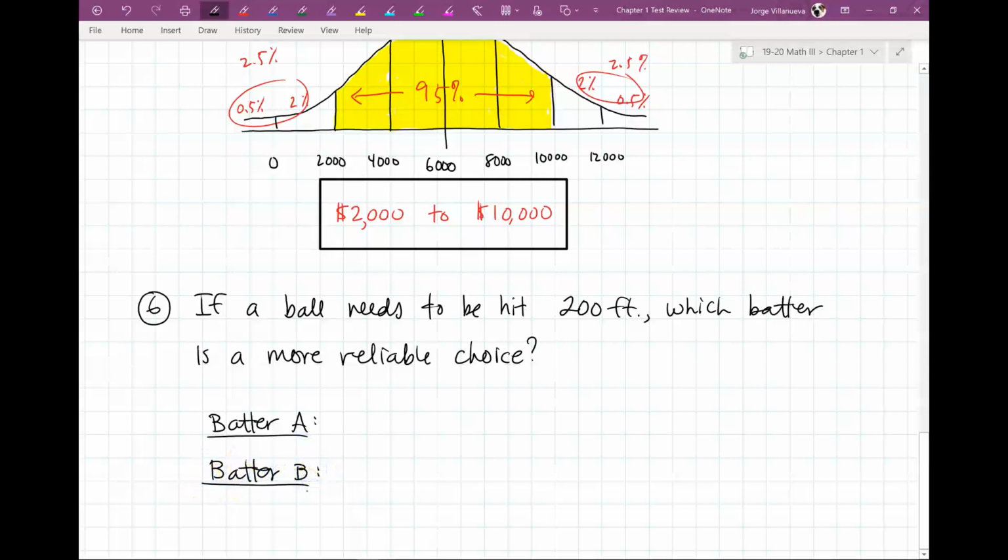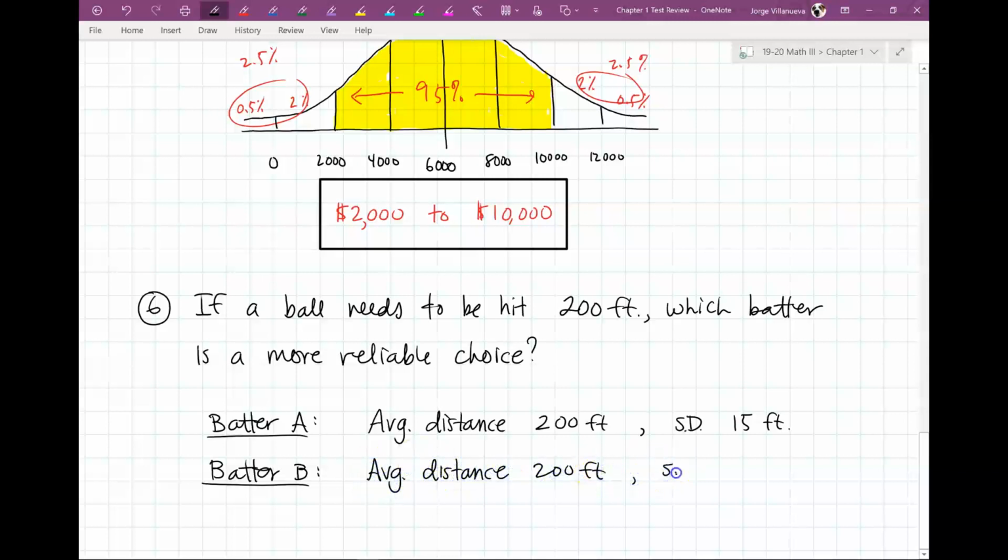And right now I'll give you the information. The average distance for batter A is 200 feet with a standard deviation of 15 feet. For batter B, the average distance is also 200 feet with a standard deviation of 11 feet.